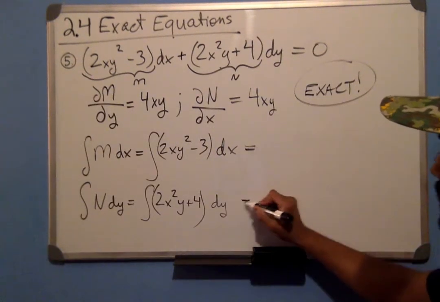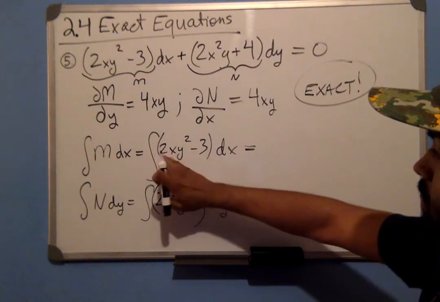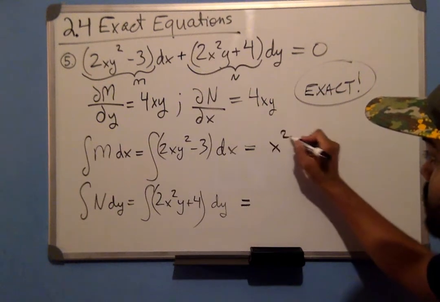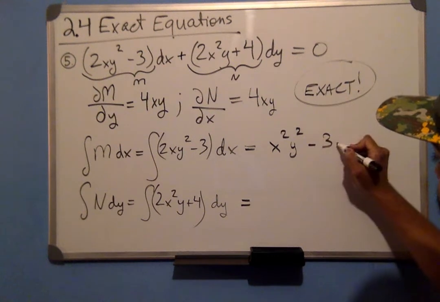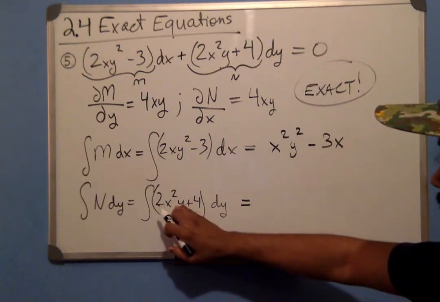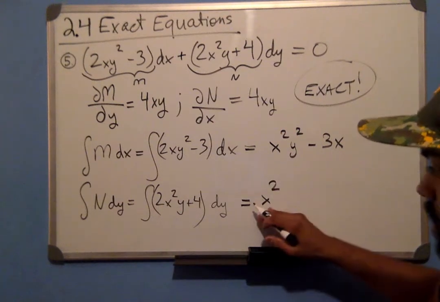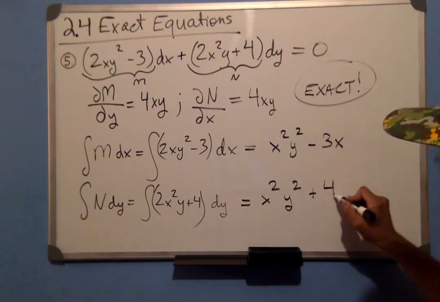All right, from here, let's take the integral with respect to x. So this becomes x squared divided by 2, the 2 cancels. I end up with x squared y squared, and then if I take the integral of this, subtracted by 3x. Same thing over here on the y. I'm going to make this into y squared and divide it by 2. So I get x squared, which is a constant once again, times y squared plus 4y.